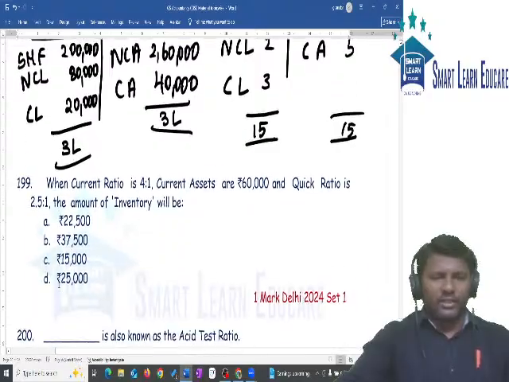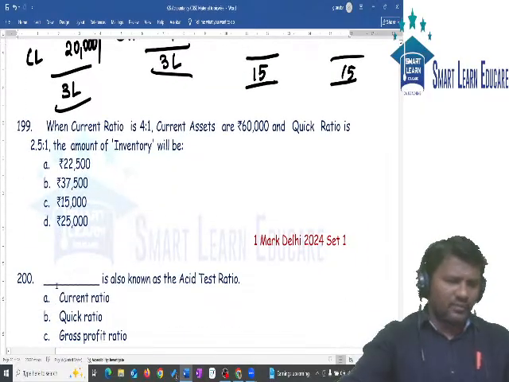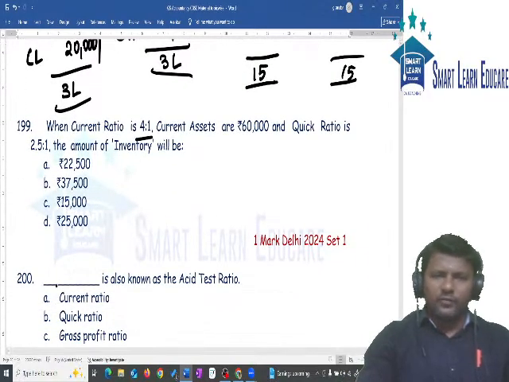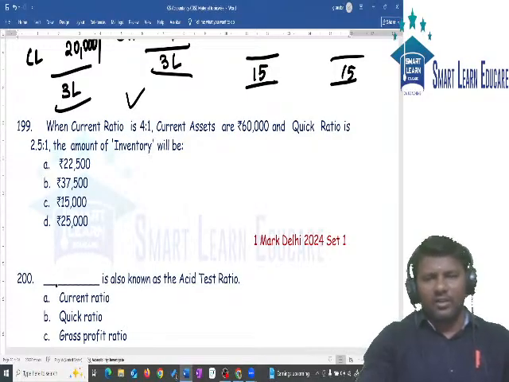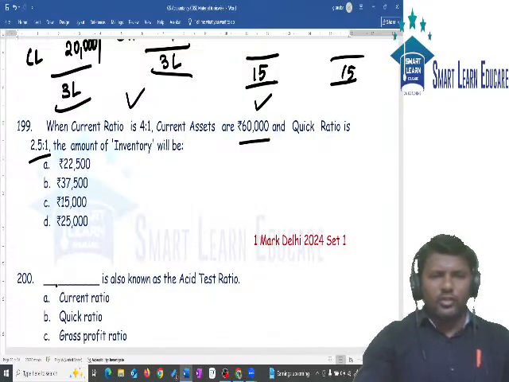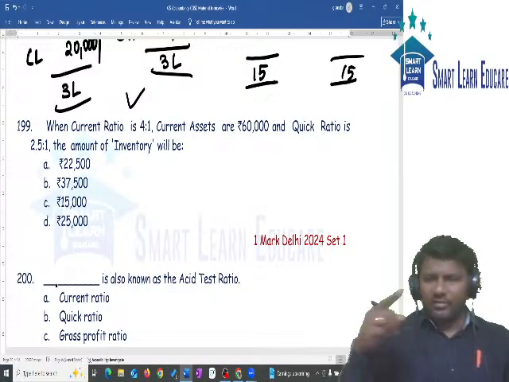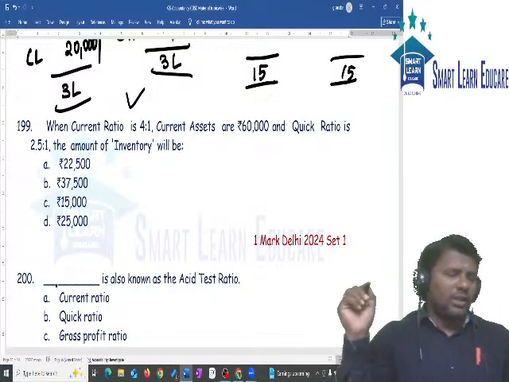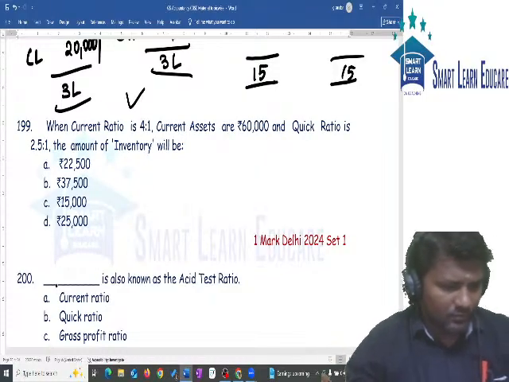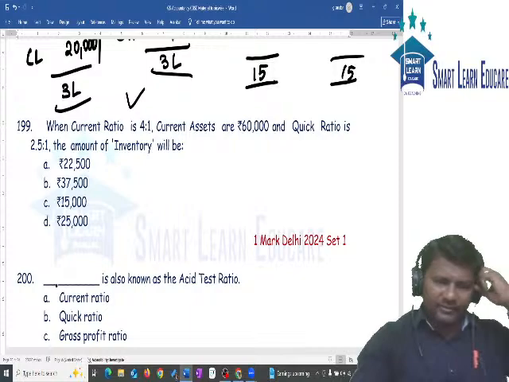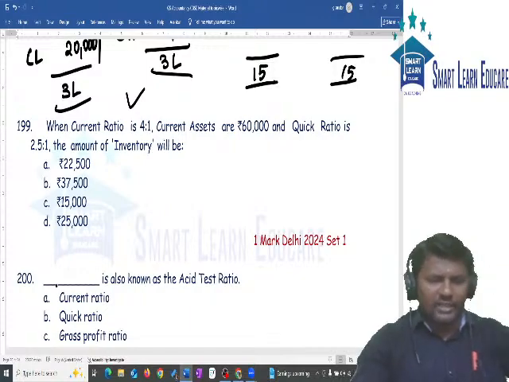Now one more question. Current ratio is 4 is to 1. Current asset is 60. Quick ratio is 2.5 is to 1. Already we have done one 3-mark question. In the same way, you need to find the answer for this question. Please try this question and tell me what the answer is.